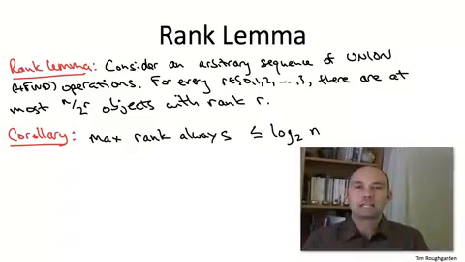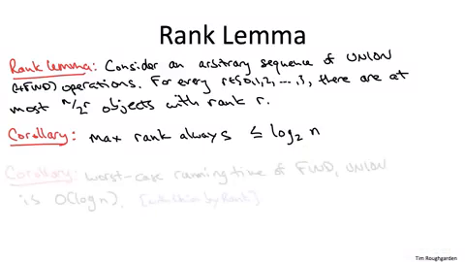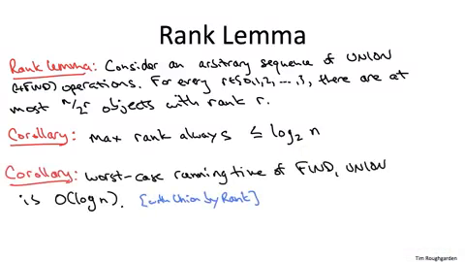And remember, the maximum rank is the longest path of pointer traversals you ever need to get from a leaf to a root, and that means the most amount of work we'll ever do in a find, and therefore in a union, is big O of log n. Okay, so I've now teased you with the consequences of the rank lemma, assuming that it's true, but why is it true? Let's turn to the proof.